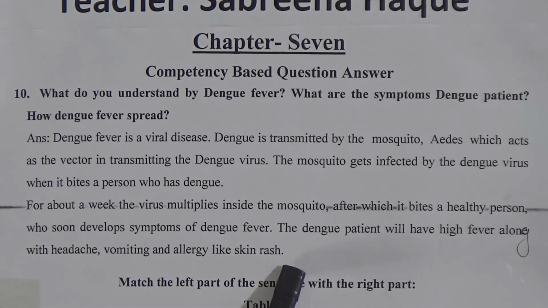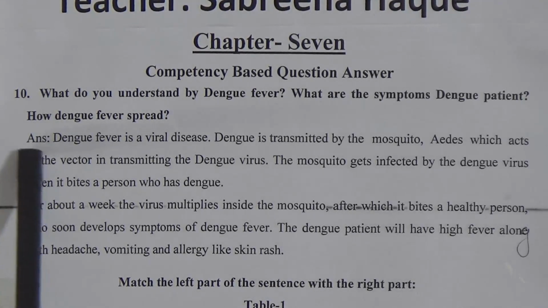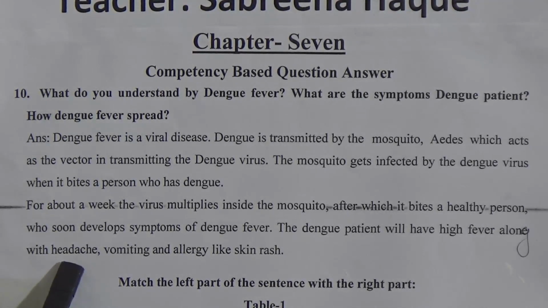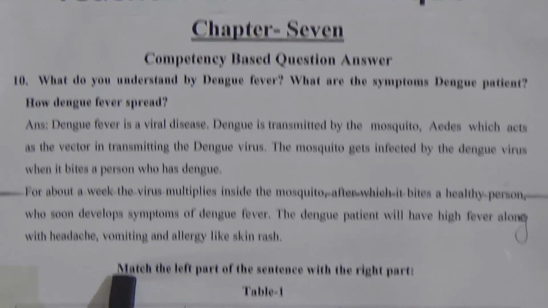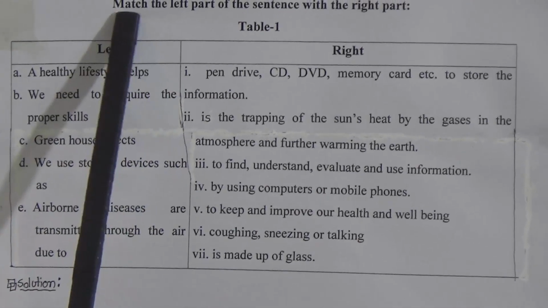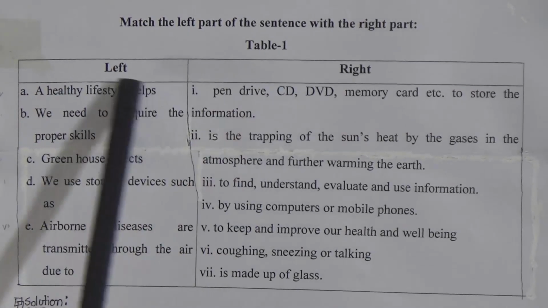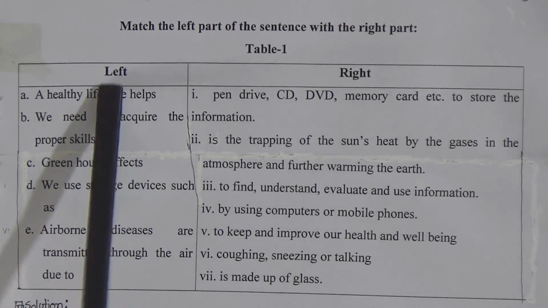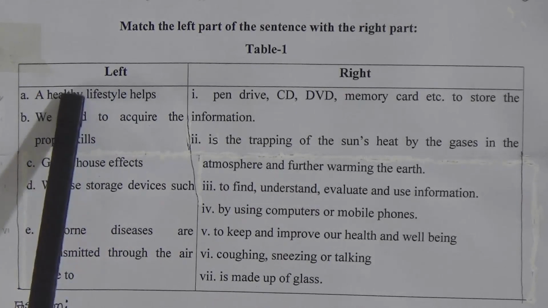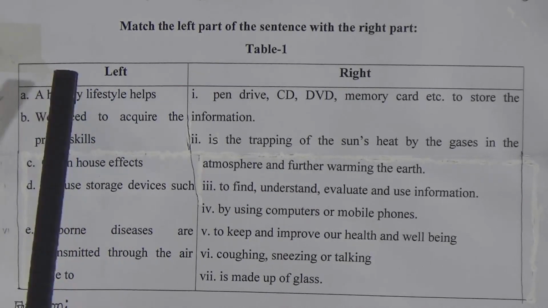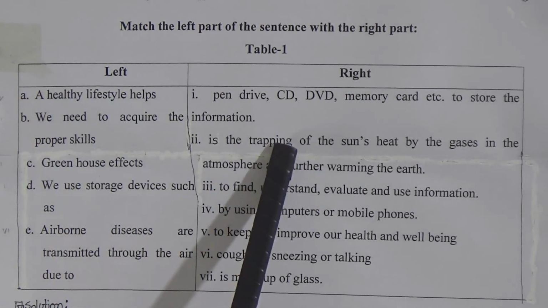Dear students, this question answer is so much important for you. You will learn this question answer, and this is your homework too. Now we will solve two matchings. First we will solve the first matching, and this is table number 1, and this is the left side and this is the right side. We have to match the left side with the right side.